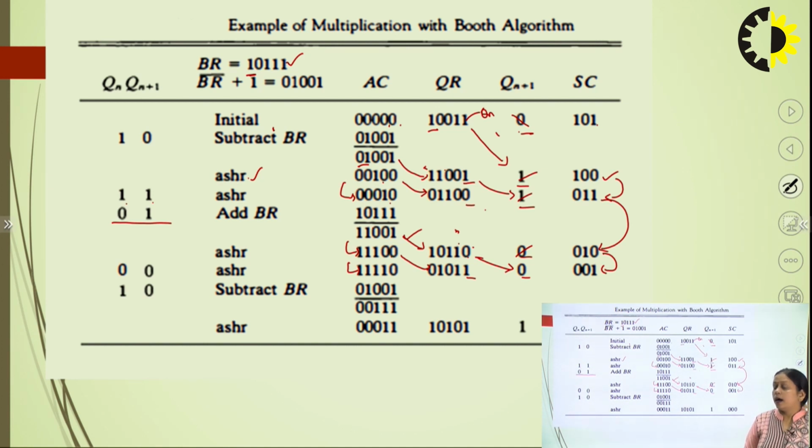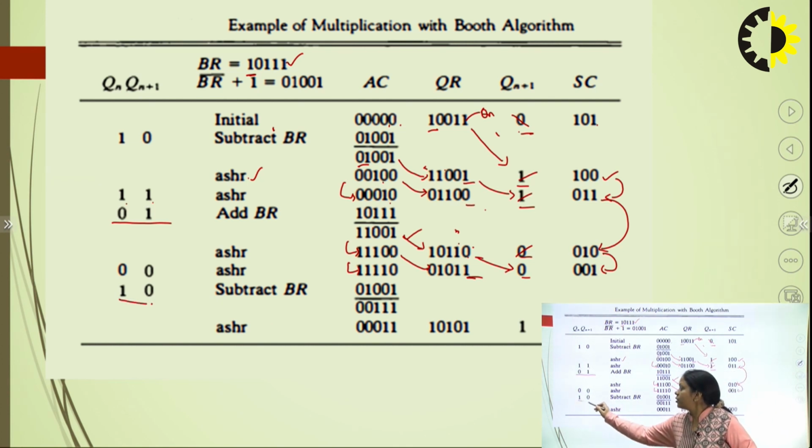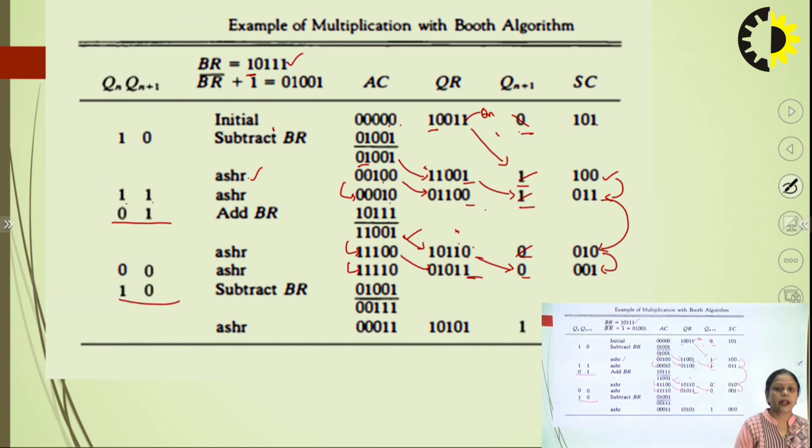Now, again we will check the value of Qn and Qn plus 1. The value of Qn and Qn plus 1 is 1, 0. In the case of 1, 0, we will subtract BR. Subtract BR from the AC value.